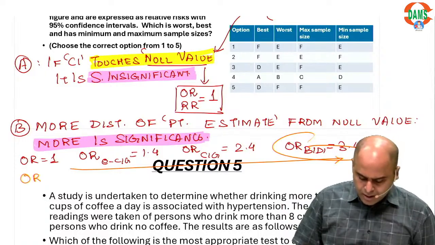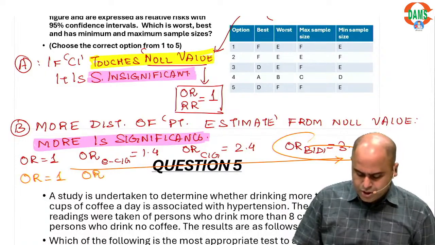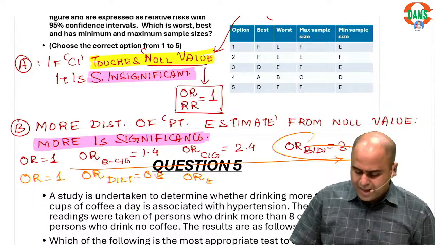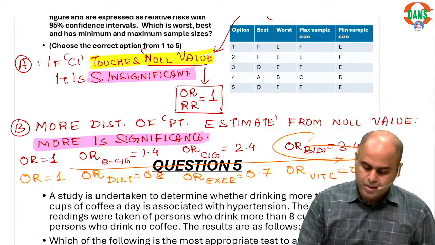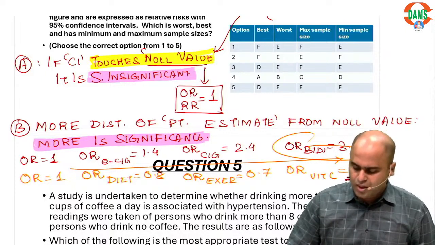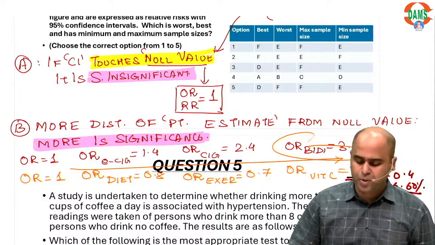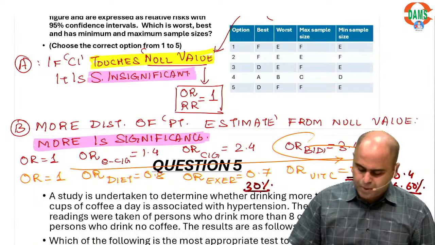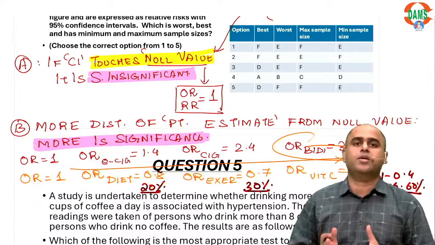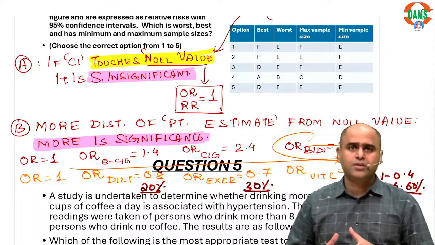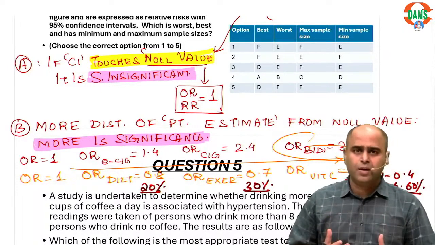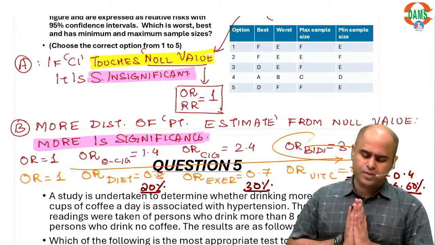On the other side, with a null odds ratio of 1, the odds ratio of diet and protection from colon cancer is 0.8, odds ratio of exercise and protection from colon cancer is 0.7, and an odds ratio of vitamin C and colon cancer is 0.4. So if it is 0.4, what is the protection? 1 minus 0.4, 0.6, that is 60% is my protection. Here 30% is my protection, here 20% is my protection. So you can see, more the distance of point estimate from the null point, more is the significance. I hope I'm clear with this.